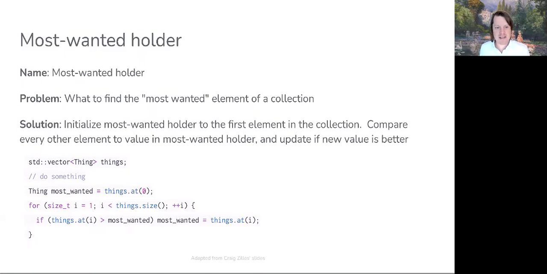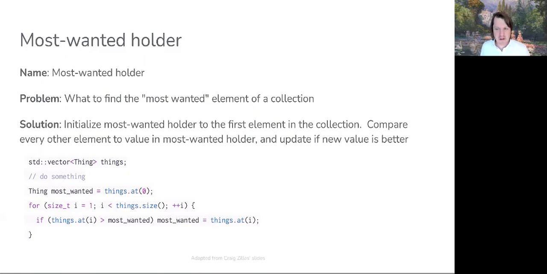Well, if we're looking for this, the solution here is going to be: initialize a most wanted holder to the first element in the collection, compare every other element to the value in the most wanted holder, and update if the new value is better. So maybe you used something similar to this when you were looking at finding the minimum and maximum value for your, I think it was the mounted pass assignment, when we were taking that data and creating a grayscale image from the elevation data. Perhaps this was your solution for the min. In that case, what is the most wanted element? The minimum value. What might be the most wanted element if you're looking to compute a max?